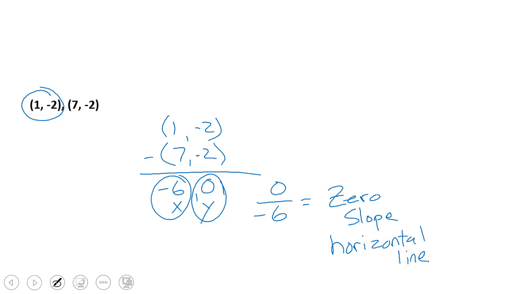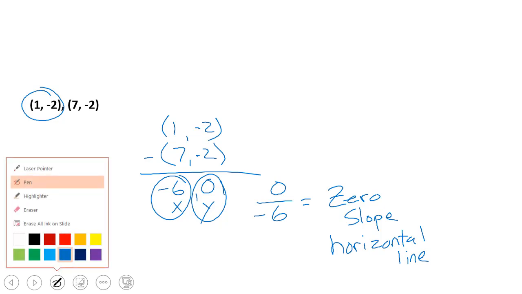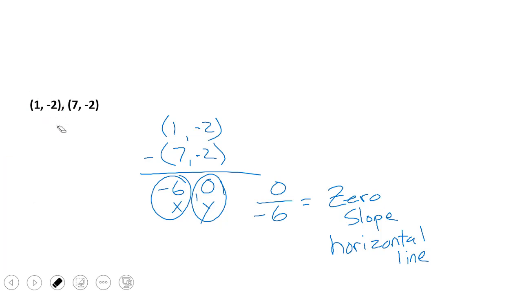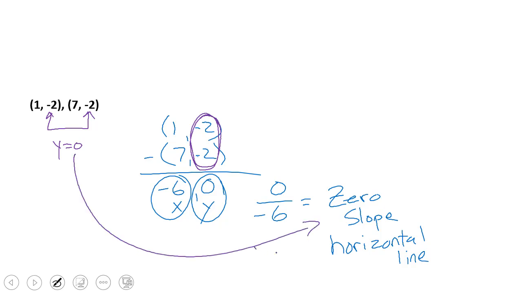Another thing I want you to take a quick look at, because you might be able to recognize it when you look at the ordered pair. And that is, anytime you have two that are the same, in this case, our y coordinates, -2 and -2. They're the same. If the y's are the same, the change in y is going to be 0. Whoa. And if the change in y is 0, being on top, you are going to have 0 slope and a horizontal line.